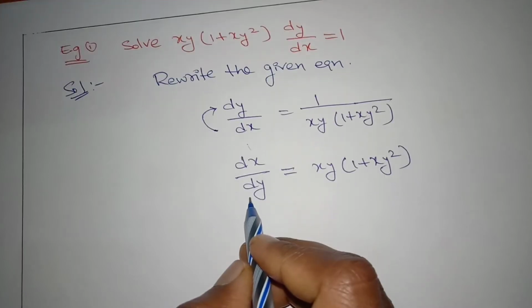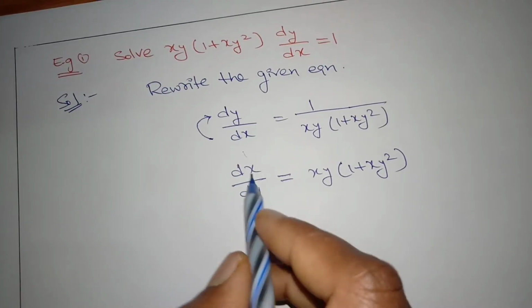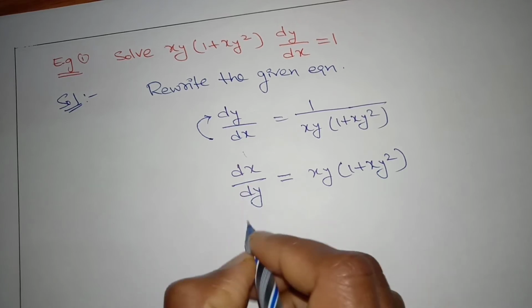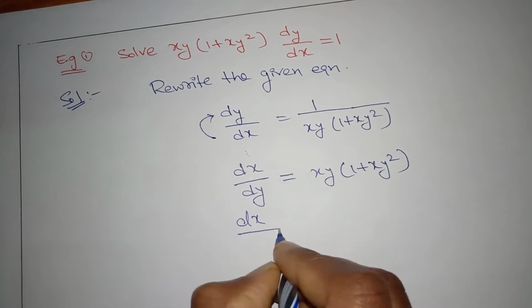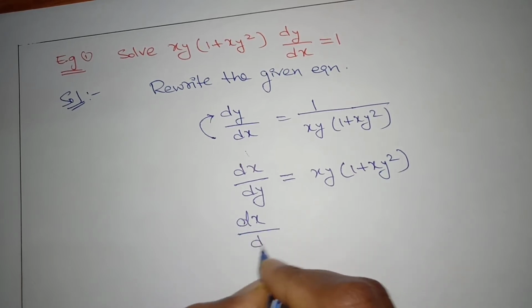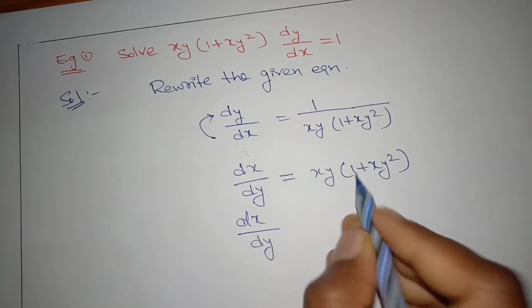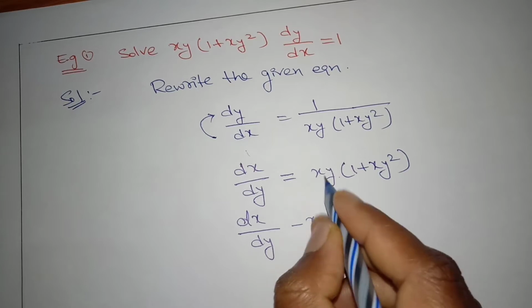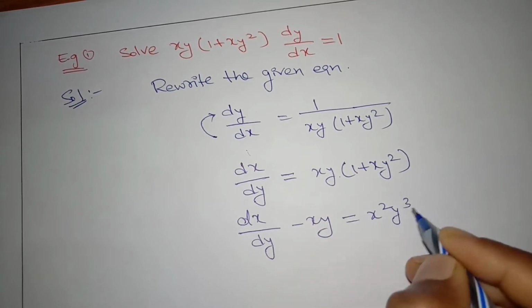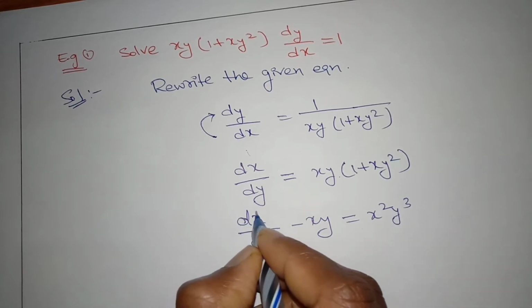I'm interchanging the numerator and the denominator to have a form of linear differential equation. dx by dy, here xy multiplied with 1 minus xy equals x square y cube. Here we have the equation in x.